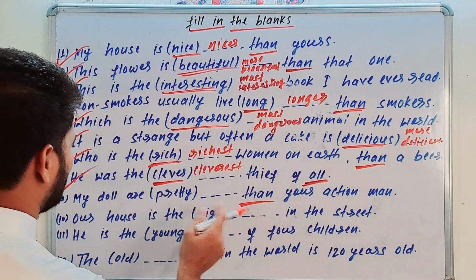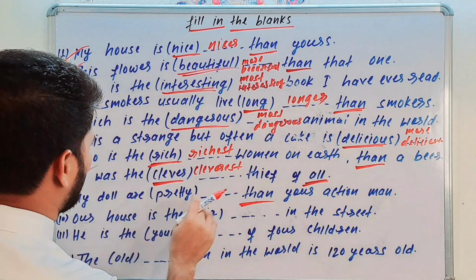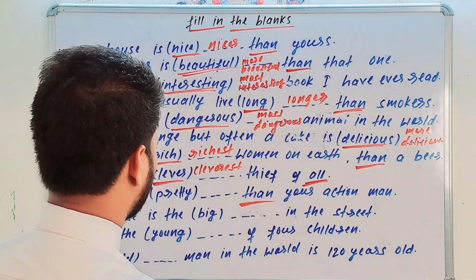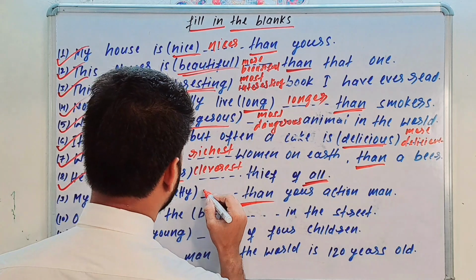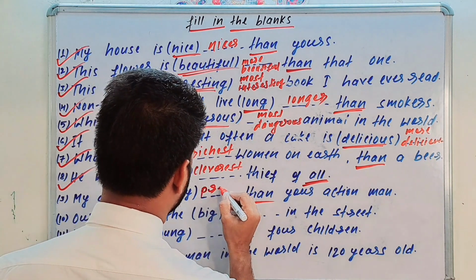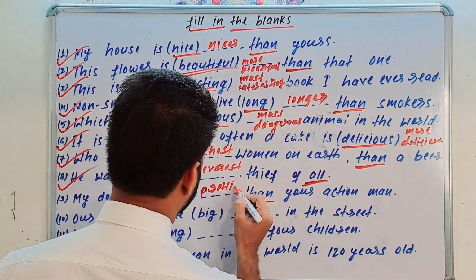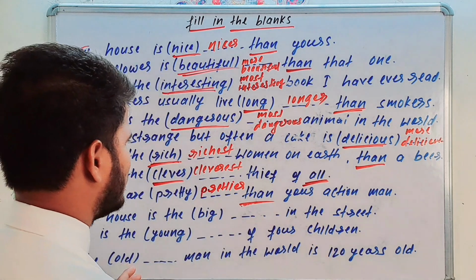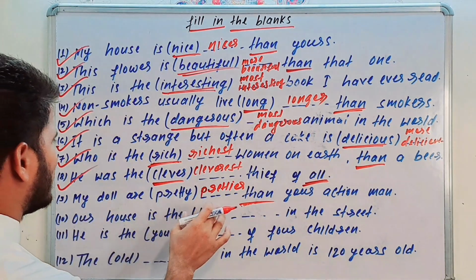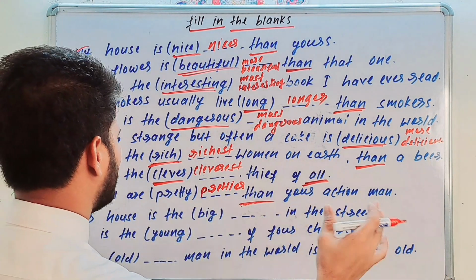Next one. My doll is what? Then use action man, prettier. So use prettier than your action man. My doll is prettier than your action man.